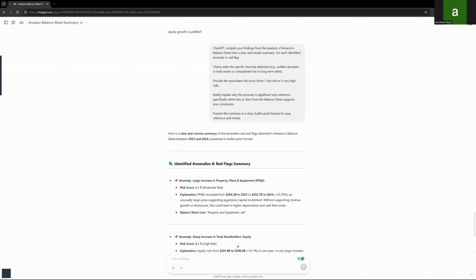Remember, this method isn't limited to the balance sheet. You can easily apply these steps and techniques to Amazon's other financial statements, like the statement of cash flows or the statement of income, to uncover more insights.